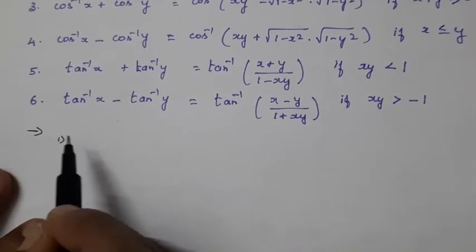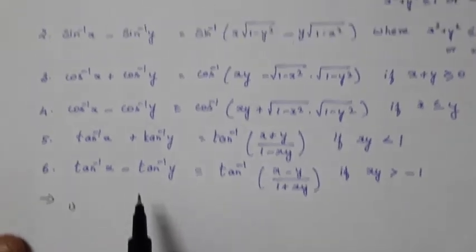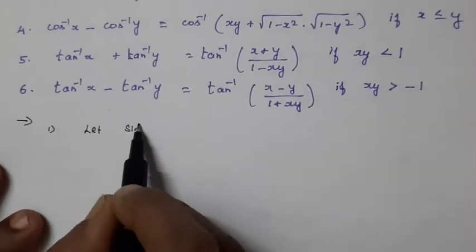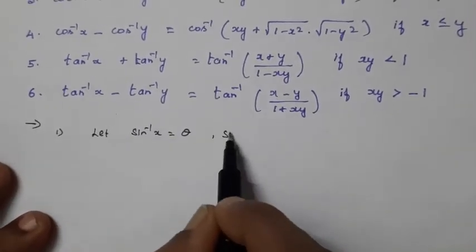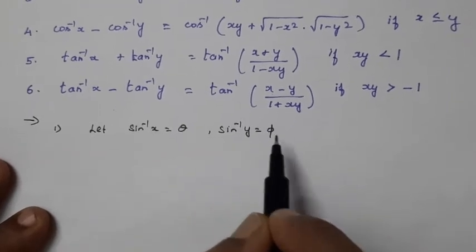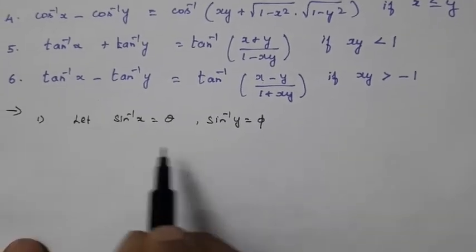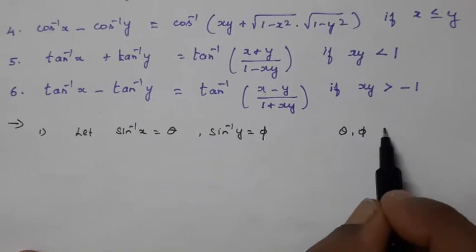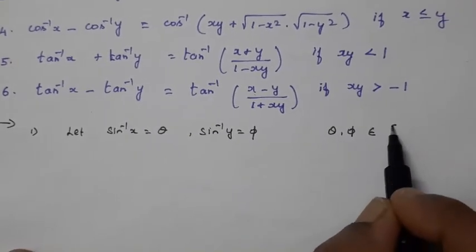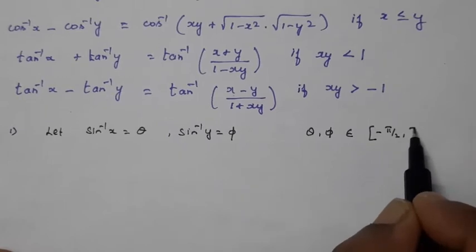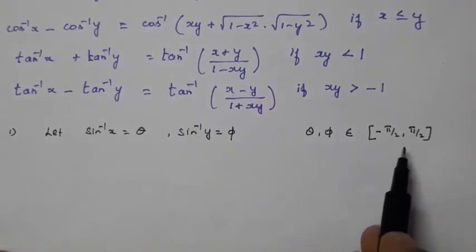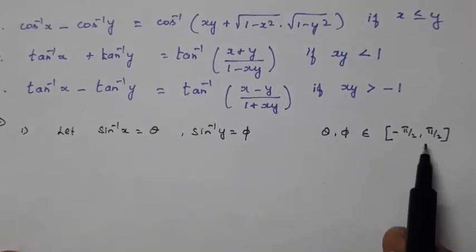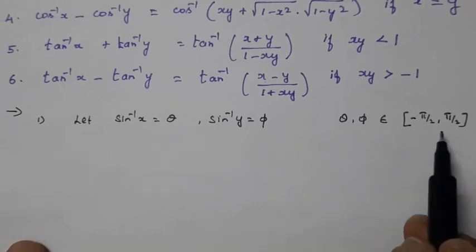So the proof of the first one. Sine inverse of x and sine inverse of y are given in the left hand side. So let us take sine inverse of x to be some theta and sine inverse of y to be some angle phi. Now clearly theta, phi belong to the closed interval minus pi by 2 to pi by 2, because for sine inverse the output should belong to this interval, that is the range. So theta and phi belong to this interval.